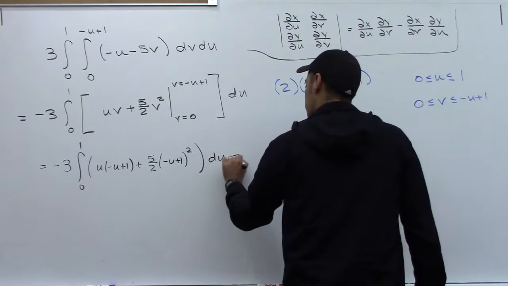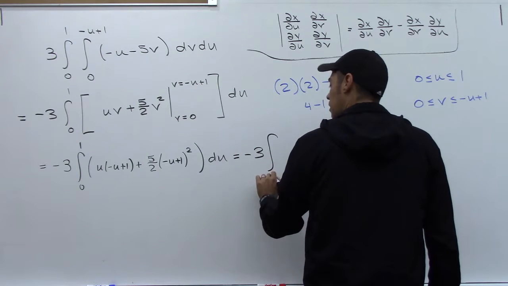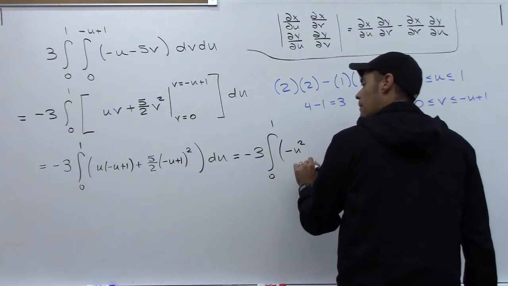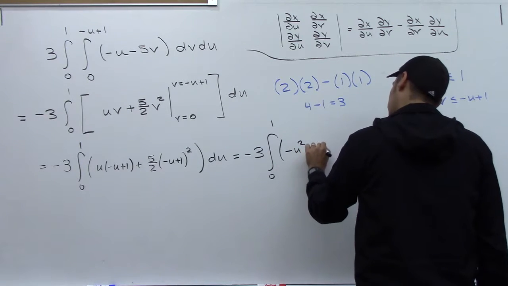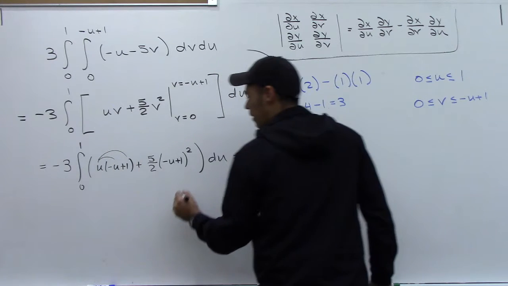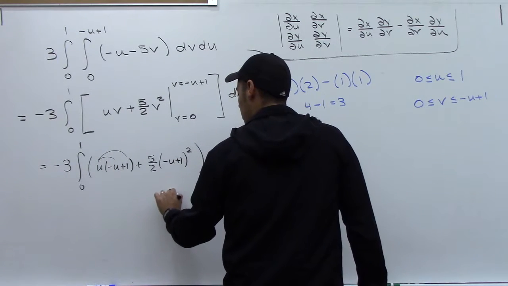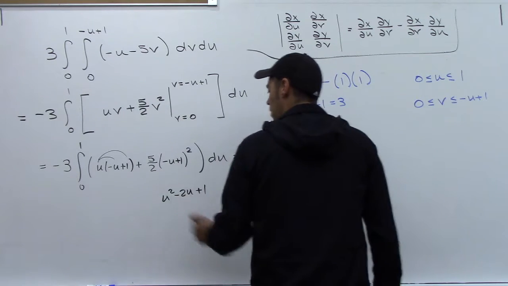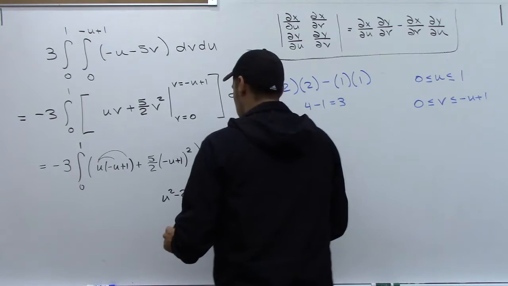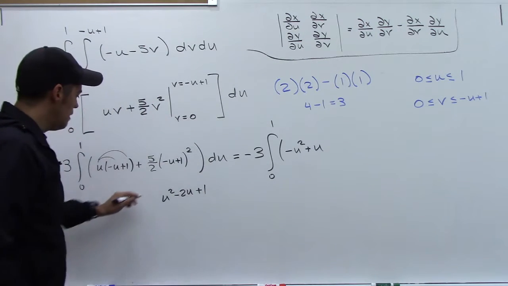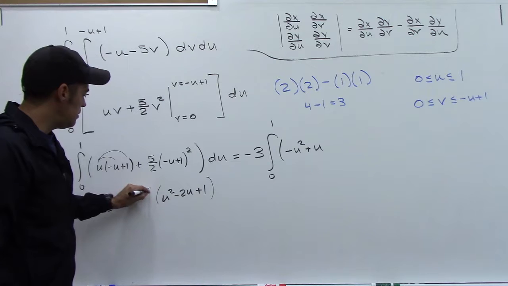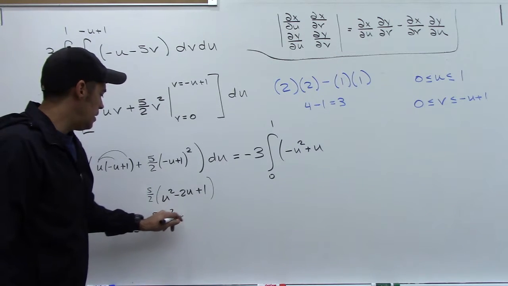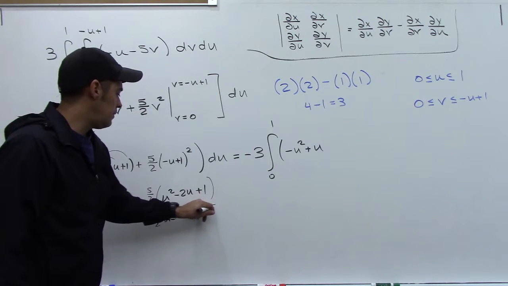And this is equal to negative 3 integral 0 to 1 of negative u squared plus u. It's just distributing here and here. This right here, if I square it, I get u squared minus 2u plus 1. That's what I get when I square this out. And then I multiply 5 halves through. So I'll save myself some time. If I multiply this through by 5 halves, I get 5 halves u squared minus 5u plus 5 halves.